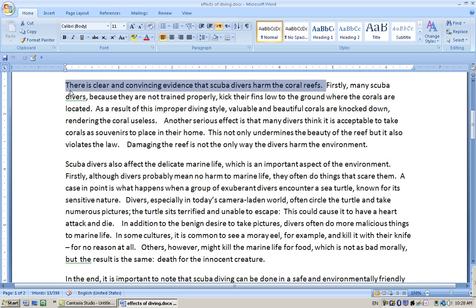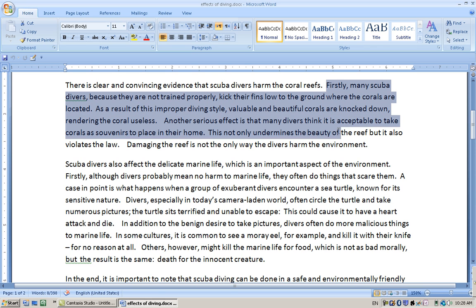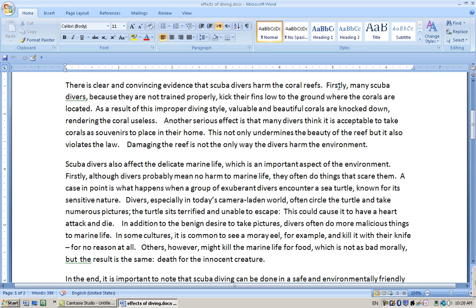There is clear evidence that scuba divers harm the coral reefs. Okay, same thing here. Scuba divers affect the delicate marine life. So these are the two main ways that the environment is being harmed. One is coral reefs, the other is delicate marine life. This whole paragraph must talk about how scuba divers harm the coral reefs. That's it. That's the only thing it can talk about. So the enumeration begins here.